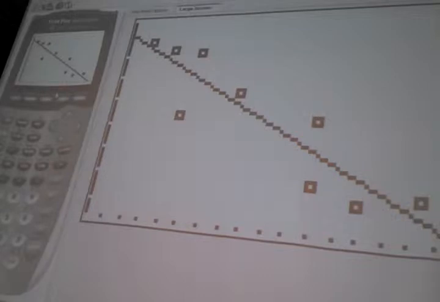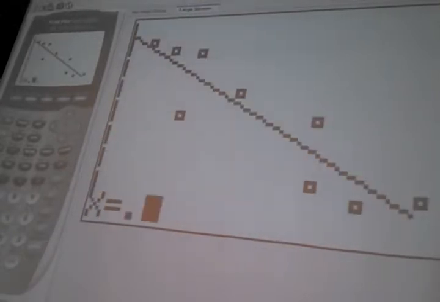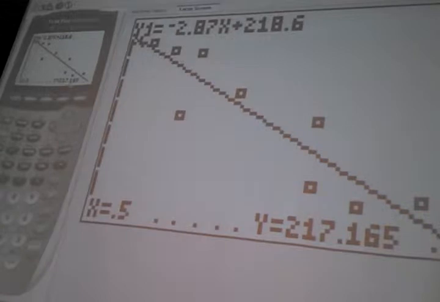And then part D says, predict a weight for someone who lives half a mile from Bronx Pizza. So how do I do that? You replace x with 0.5. You can do it in the equation here, you can go out to the normal screen in your calculator and do it on the equation, or you can do second calc, value, 0.5. There you go. I would predict somebody would weigh 217 pounds who lives half a mile from Bronx Pizza.